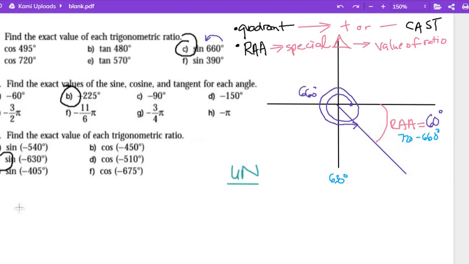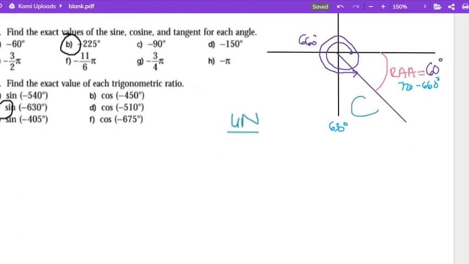Okay, so we know we're in the fourth quadrant, meaning cosine will be positive. Well, the related acute angle always touches the x-axis. So although this angle is 30, I don't care about it. If this is 30, this has to be 90 minus 30.